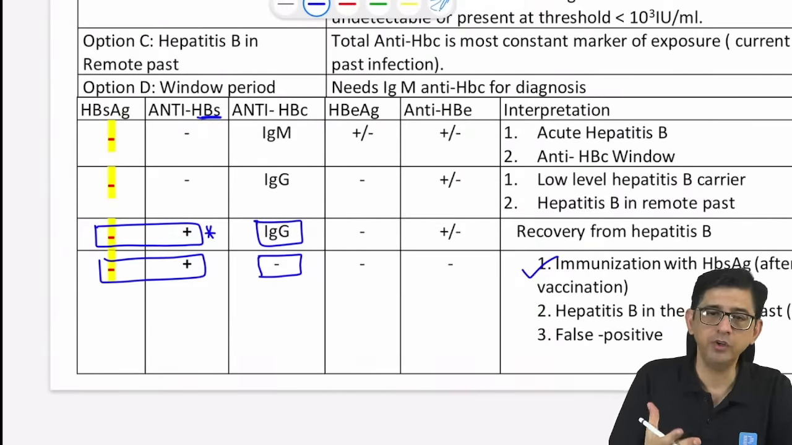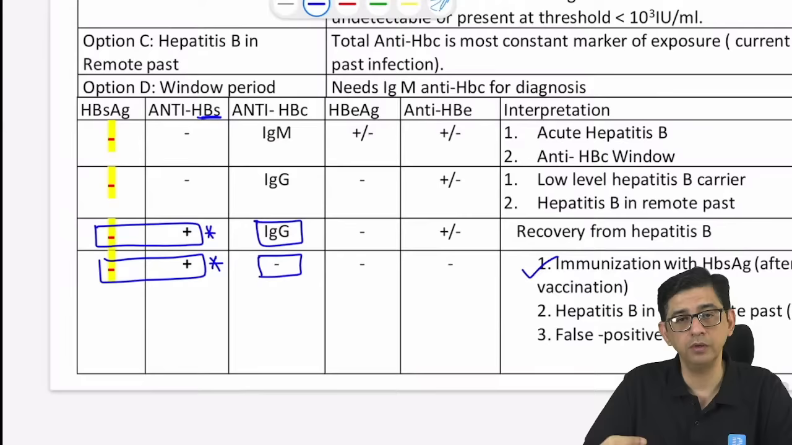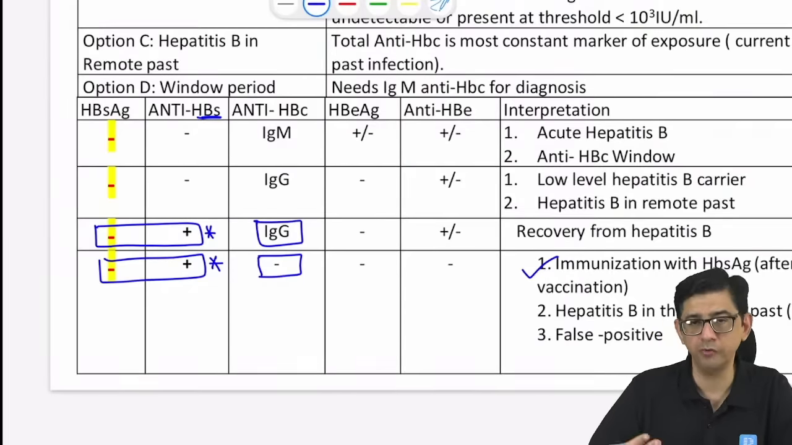So every time you see a report of negative surface antigen, check whether anti-HBs is there or not. If anti-HBs is positive, then check whether the IgG class of antibody is present or not. If it is present, you will say recovery. If it is negative, you will say immunization. And that would help solve two questions related to surface antigen negativity.